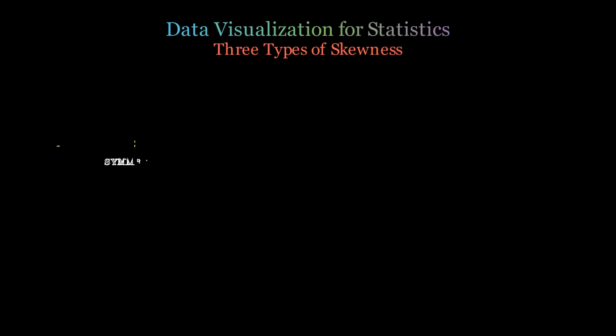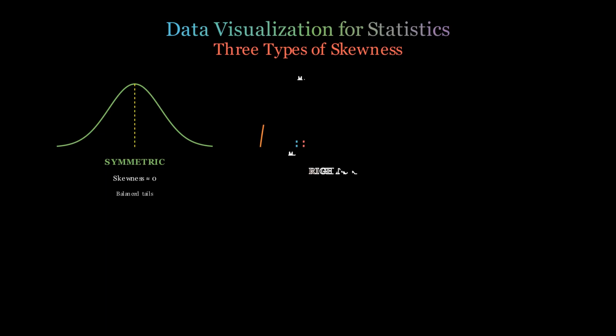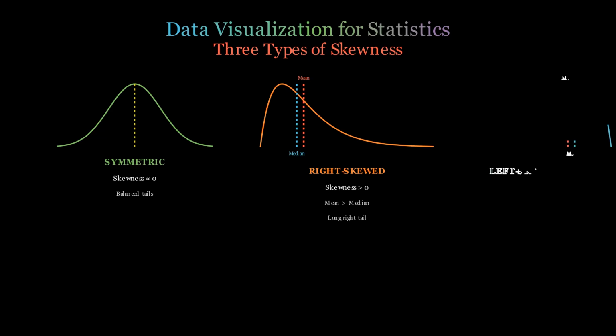Let's explore the 3 types of skewness in detail. Symmetric distributions have 0 skewness. The mean and median are identical. Right-skewed distributions have skewness greater than 0. The mean is pulled toward the longer right tail. Left-skewed distributions have skewness less than 0, where the mean is pulled toward the left tail.